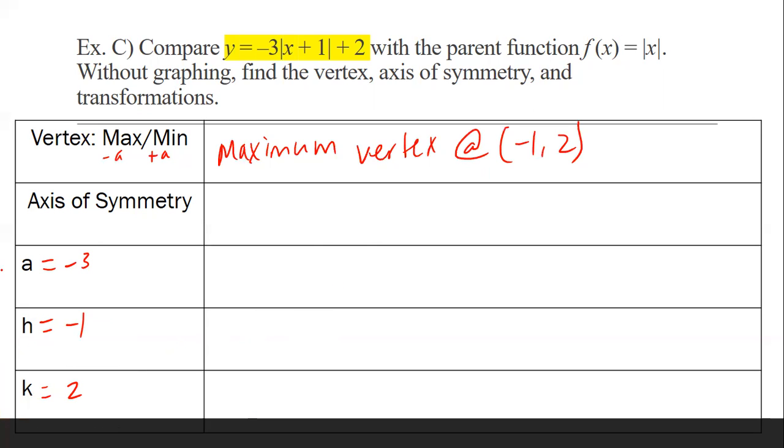All right, axis of symmetry. Your axis of symmetry is based off of your H. What is our axis of symmetry? -1. X equals -1.